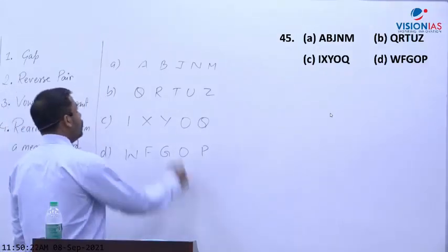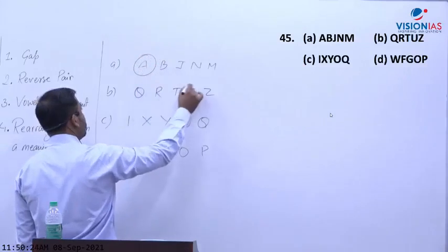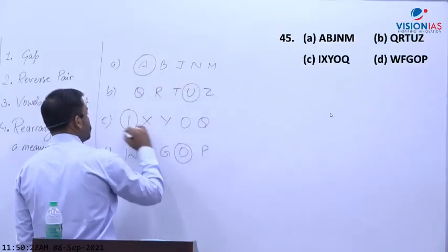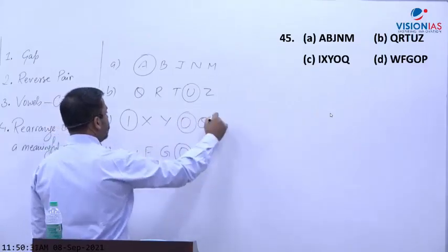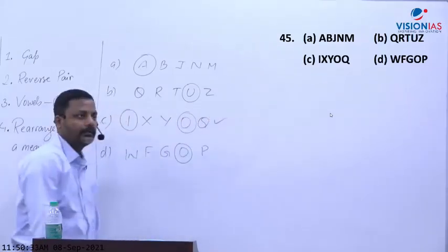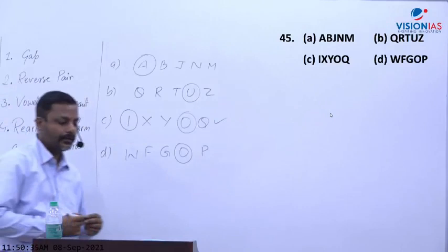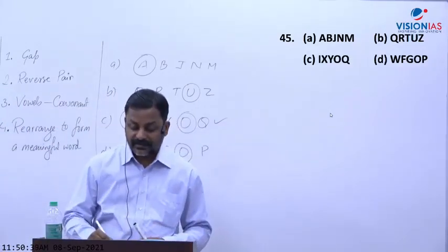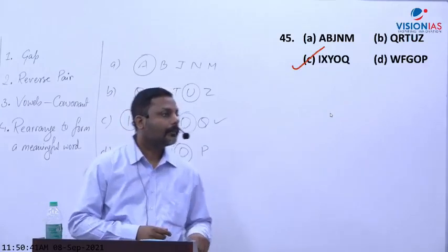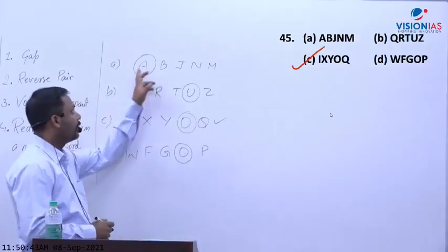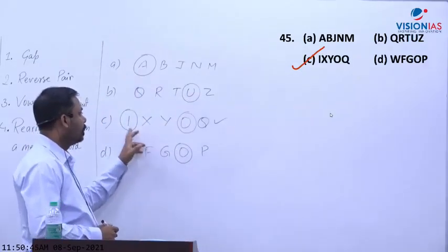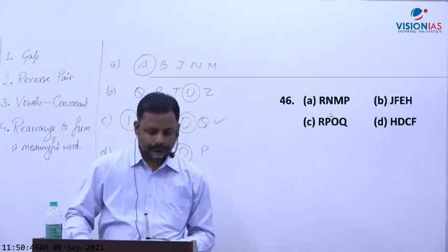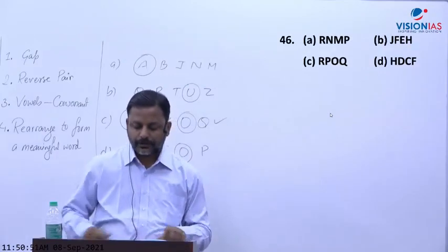Yes. In each of the options, there is only one vowel, except option C. Here we are getting two vowels. Okay. So here, the correct answer would be option C. In the rest of the options, we are getting only a single vowel, but here in option C, we are getting two vowels. Question number 46.